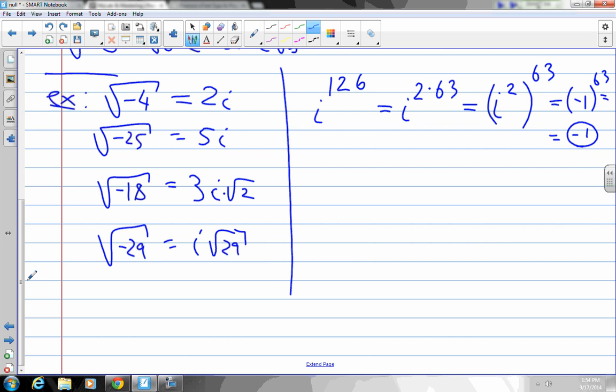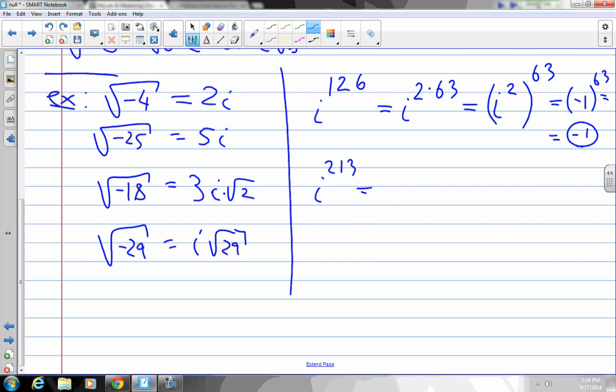Now, if I take i to any odd power, for example, 213, okay? That's an odd power. Basically, here's what it's going to come down to. If you raise i to an even power, it's either going to be negative 1 or positive 1. If you raise i to an odd power, it's either going to be i or negative i. But let's start slow. Is 213 odd or even? Odd. I don't like odd. I like even because I can work with even in this pattern.